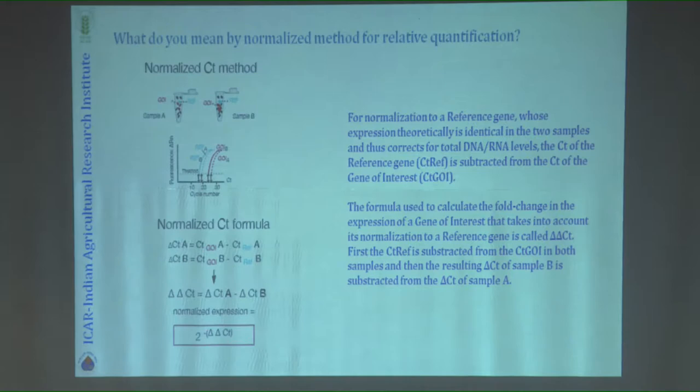Then this formula is used to calculate the fold change in the expression of the gene of interest. That takes into account the amount of normalization of the reference gene, called the delta CT method. So there are a couple of methods which are available. Point is, you have absolute quantification where we use a standard curve. We have relative quantification where you use two different methods, which could be either the comparative method or the normalization method.